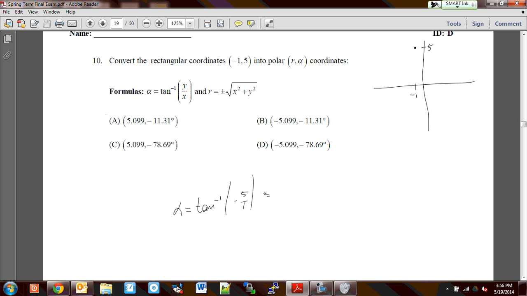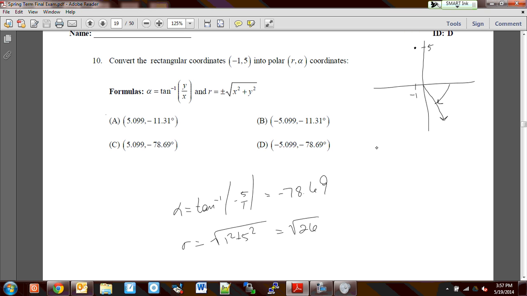which gives us negative 78.69. And then r is simply the square root of 1 squared plus 5 squared, which is the square root of 26. All right, now negative 78.69, that's going to get us down here. So we're going to have an angle that's down here somewhere.